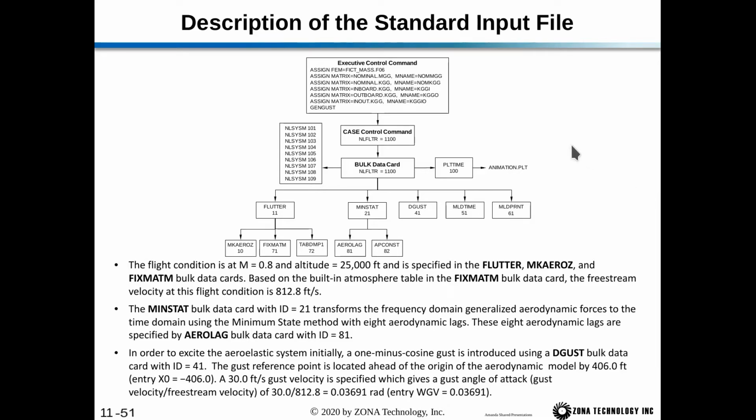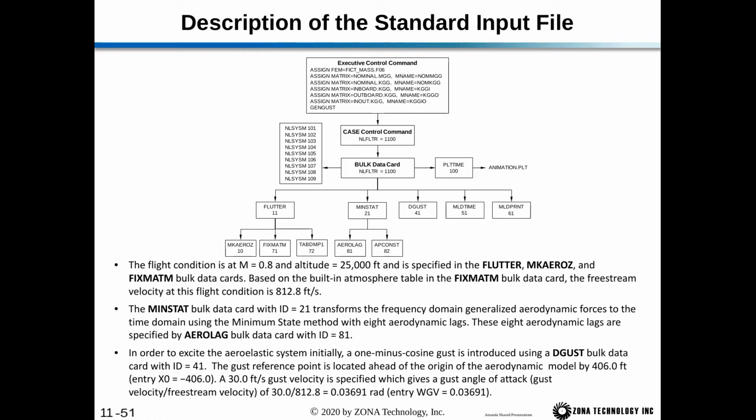So this is a description of our input file. The flight condition is at Mach 0.8, altitude is 25,000 feet, specified by the FLUTTER, MKAEROZ, and FIXMATM bulk data cards. And based on the built-in atmosphere table, the free stream velocity at this flight condition is 812.8 feet per second.